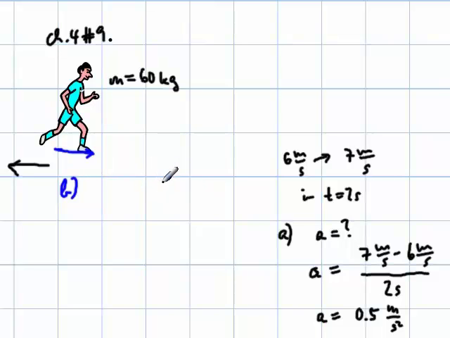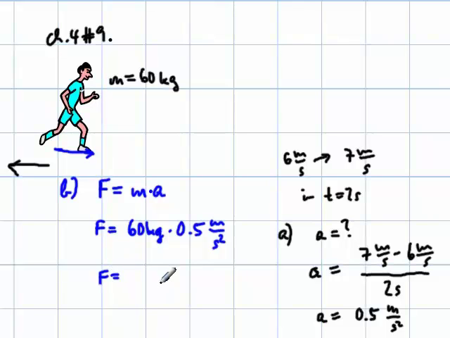Well, the runner accelerates at 0.5 meters per second squared. The runner has a mass of 60 kilograms. We're supposed to figure out the force, so we're back to Newton's second law. Force equals mass times acceleration. And so we have force equals 60 kilograms times 0.5 meters per second squared, and therefore the force is 60 times 0.5, which is 30 kilograms meters per second squared, which is newtons.